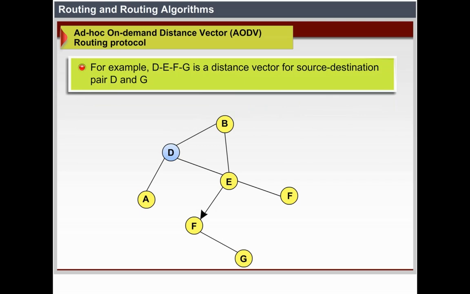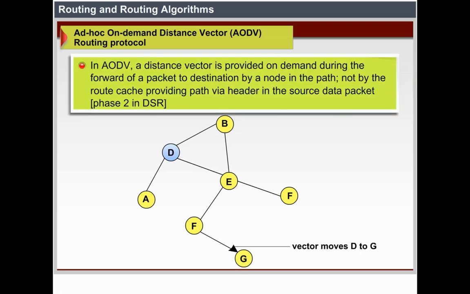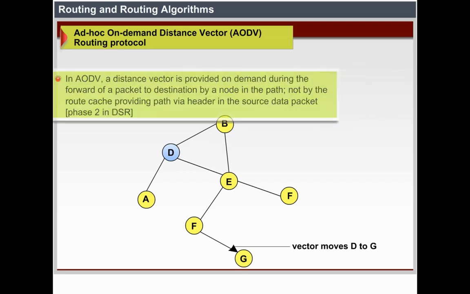For example, DEFG is a distance vector for source-destination pair D and G. In AODV, a distance vector is provided on demand during forwarding of a packet to destination by a node in the path and not by the route cache providing path through the header in the source data packet, phase 2 in DSR.